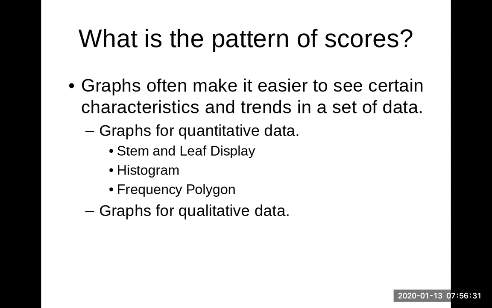Then for qualitative data, we're going to look at bar charts and pie charts. Now, it's important to remember that quantitative data are for numbers and qualitative data are for classes or categories. So these are things that are words. So this is our to-do list, and we're going to see if we can figure out how to make graphs to visualize these types of data.